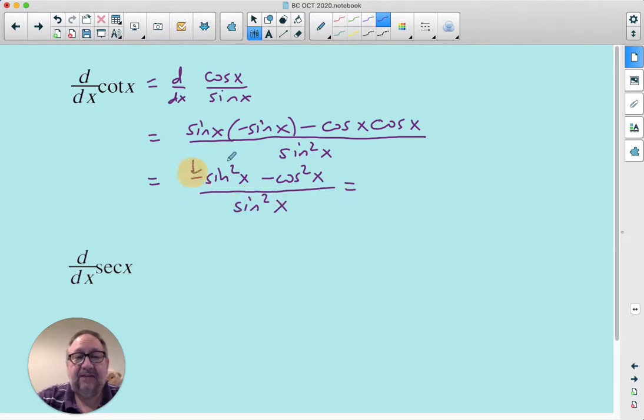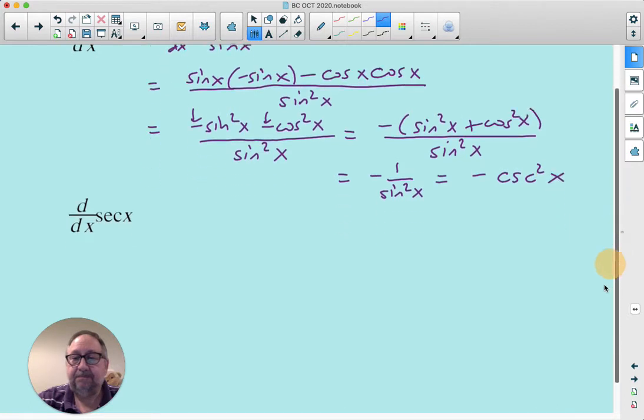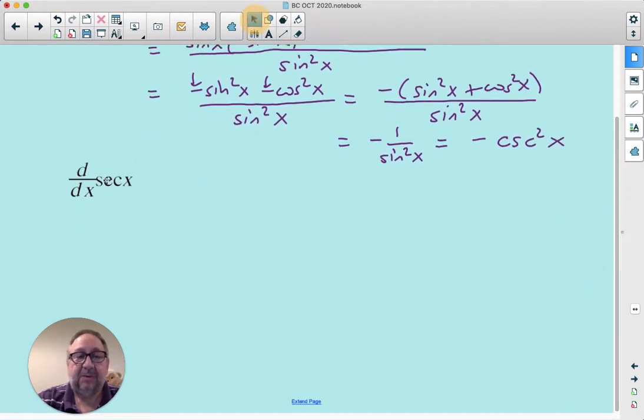This negative that we see on both terms can be factored out. That leaves us with a sine squared plus cosine squared. Yes, that's going to be 1 again, divided by sine squared. And so we end up with negative 1 over sine squared. 1 over sine is cosecant, so this is negative cosecant squared x. Again, we will summarize that.